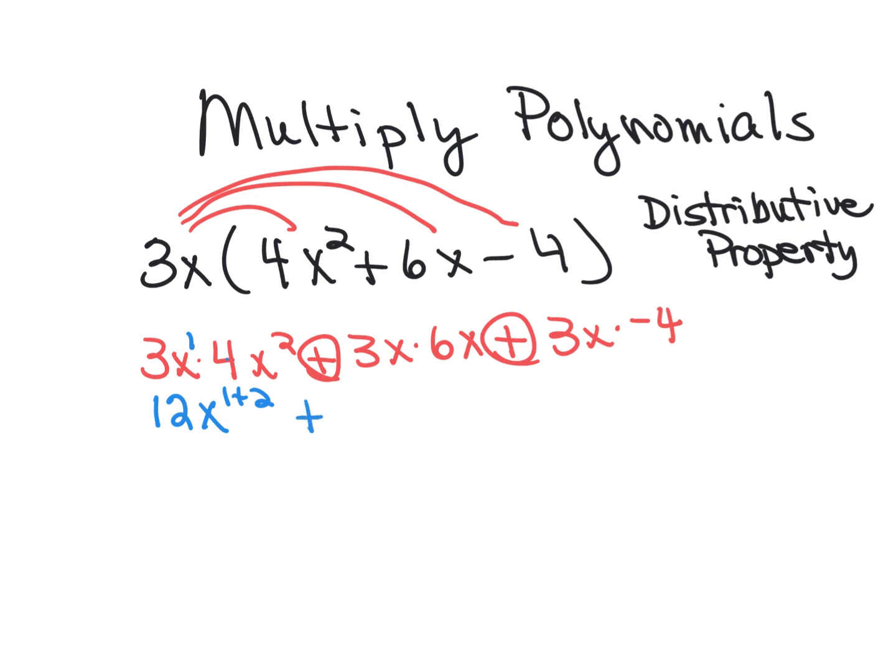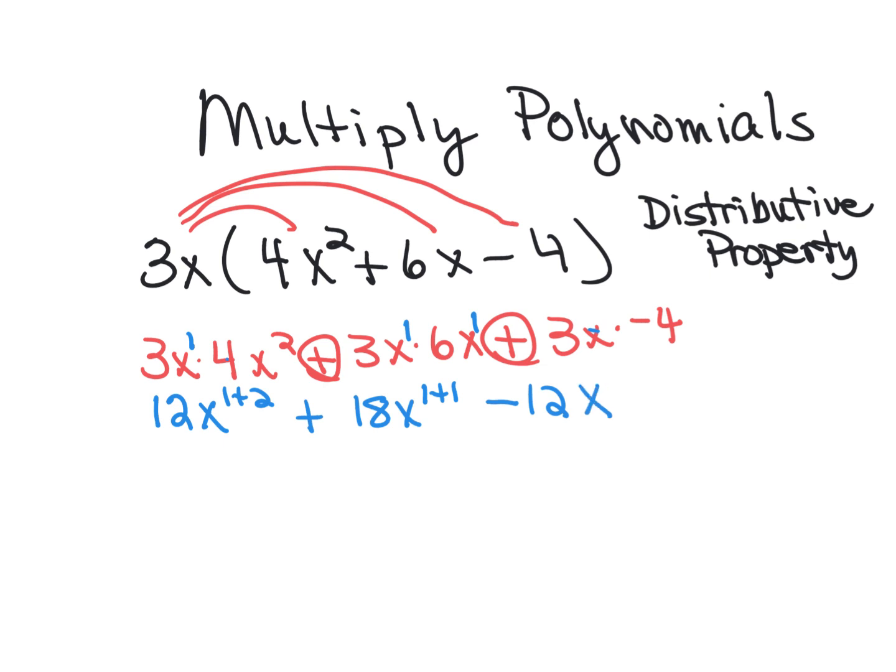On the second term, I have 3 times 6 is 18. I have an x to the 1st and x to the 1st that are beside each other. I'm going to add those exponents. And on the last one, I have 3 times negative 4, which is negative 12. And all I do is bring down the x.